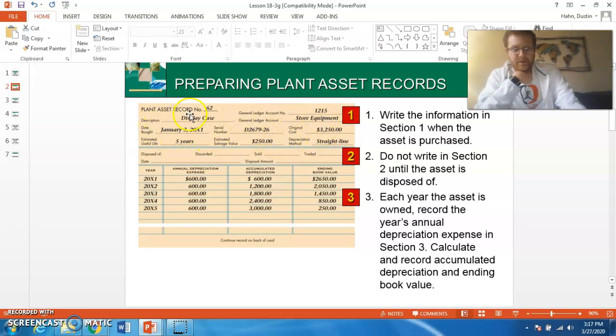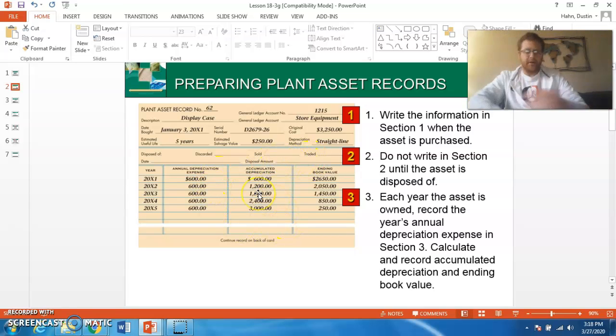Okay, so section 1, this is when you buy your asset. Section 2, right here, this middle part, you do not want to write in it until you're actually ready to get rid of it, until you sell it, dispose of it somehow. Then once you actually get rid of it, did you discard it? Did you sell it? Did you trade it? When did you do it? And then how much did you get, the disposal amount? So section 1, you fill out right when you get it. Section 2, you fill out when you discard it.